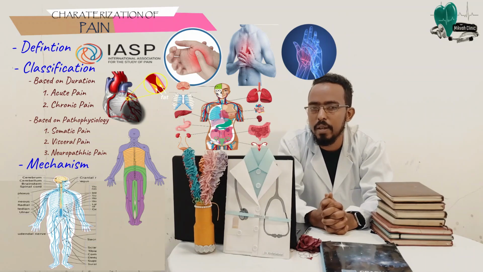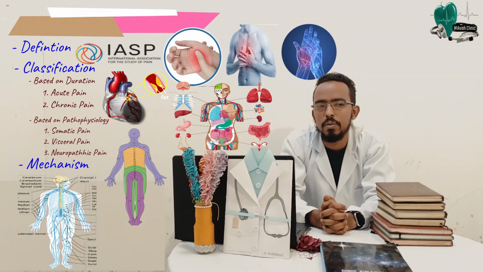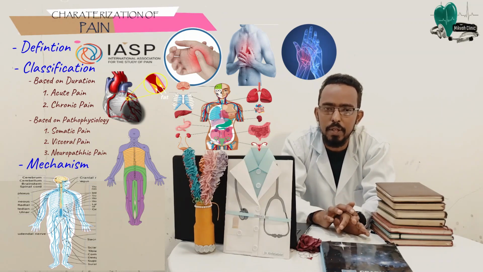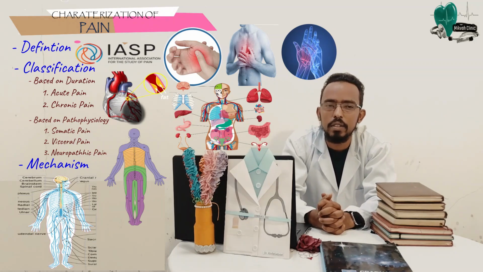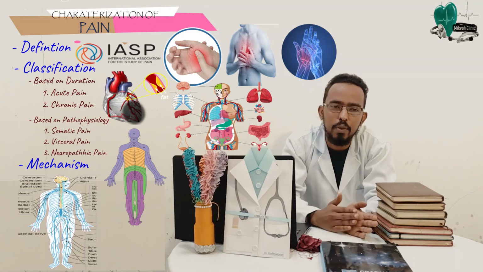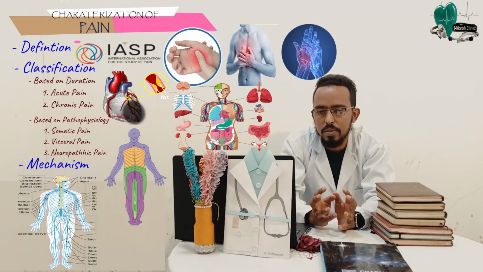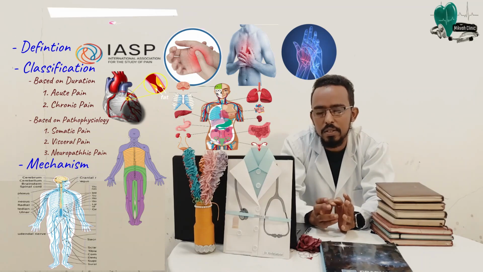When it comes to chronic pain, usually it is associated with an ongoing pathologic process. This is especially associated with malignancies. Malignancies usually result in chronic pain, and diseases like rheumatoid arthritis and the like may cause chronic types of pain. By definition, chronic pain is usually pain which lasts more than 3 months.